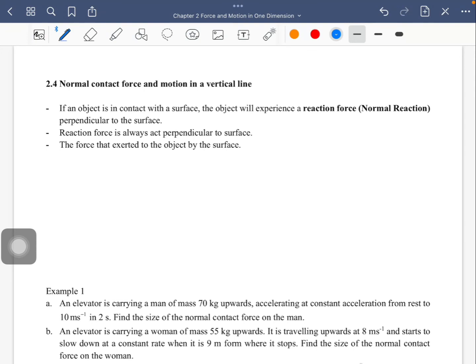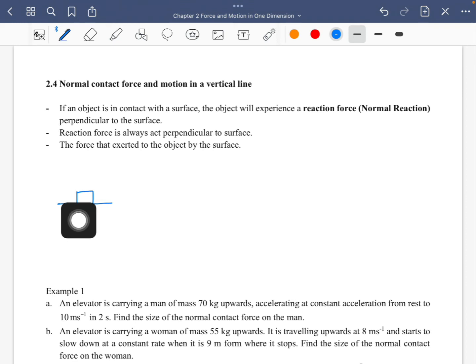Okay, subtopic 2.4, normal contact force and motion in vertical line. Okay, so for this case, we have normal contact force. So the name itself, normal contact force. Contact means that normal contact force only exists when there is contact between two surfaces. For example, let's say we have an object on the flat surface. So for this case, we have surface of object contact with the surface of the floor.